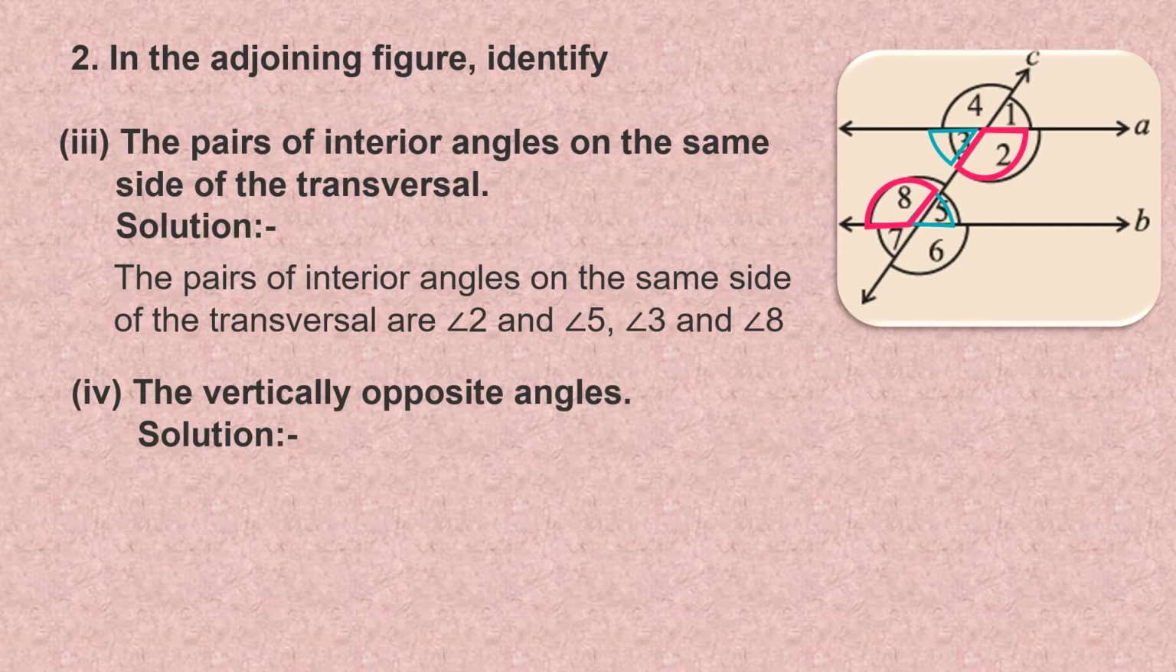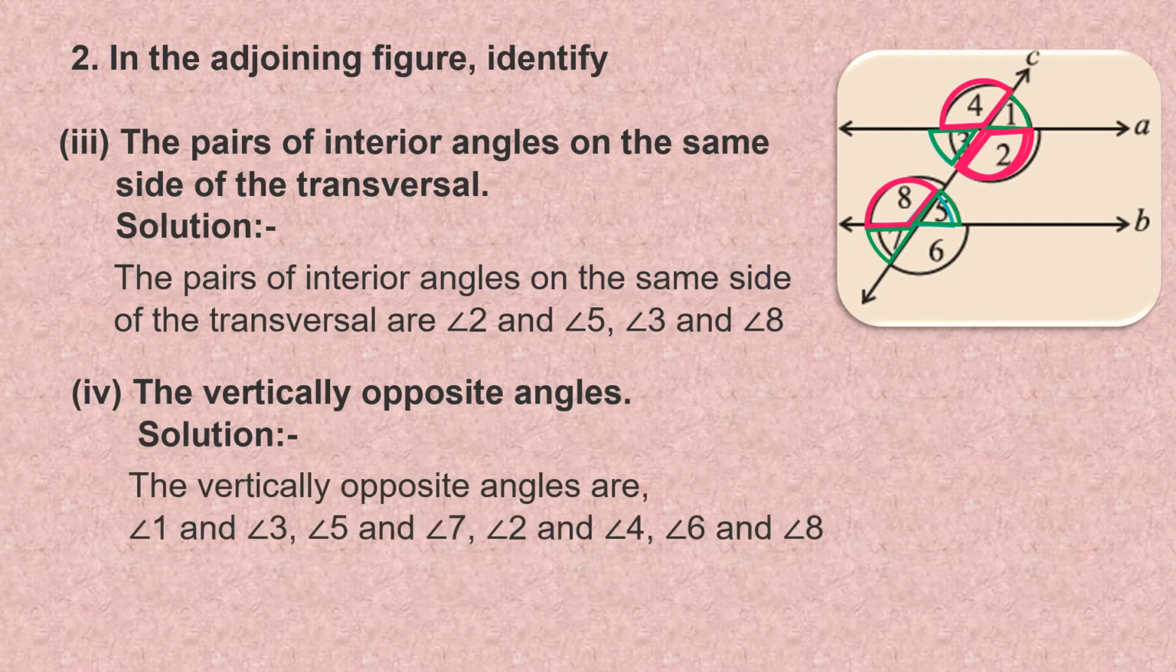The vertically opposite angles. We have four pairs of vertically opposite angles in this figure. Angle 1 and angle 3, angle 2 and angle 4, angle 5 and angle 7, angle 6 and angle 8. These are the pairs of vertically opposite angles in this picture.